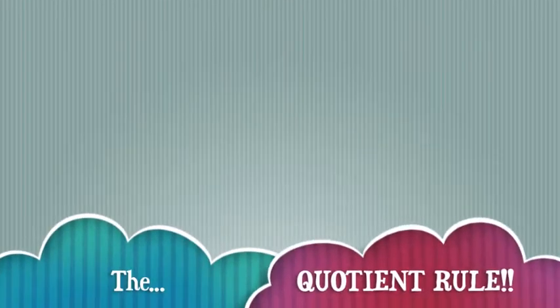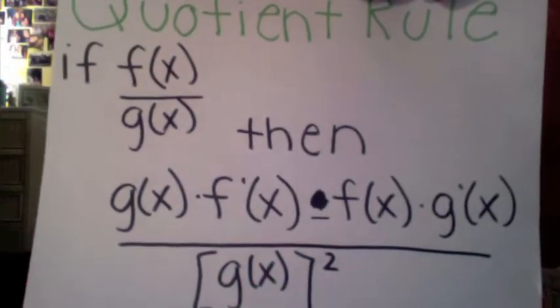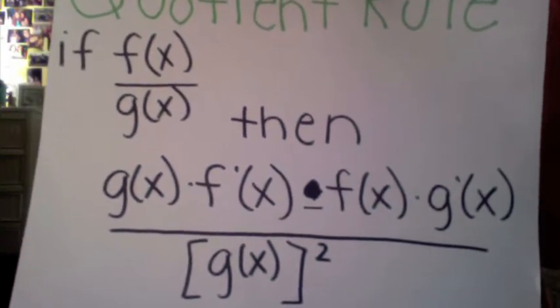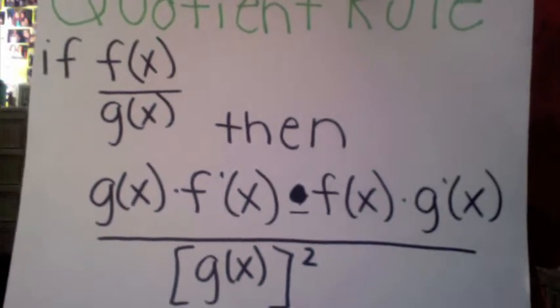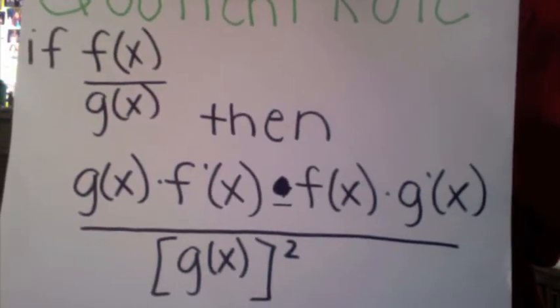Well, we're almost done with our lesson today, but not quite. We have one more thing to cover. The quotient rule. The quotient rule states that if f of x is divided by g of x, then g of x times f prime of x minus f of x times g prime of x all over g of x squared is the derivative of the function. Let's try a problem.